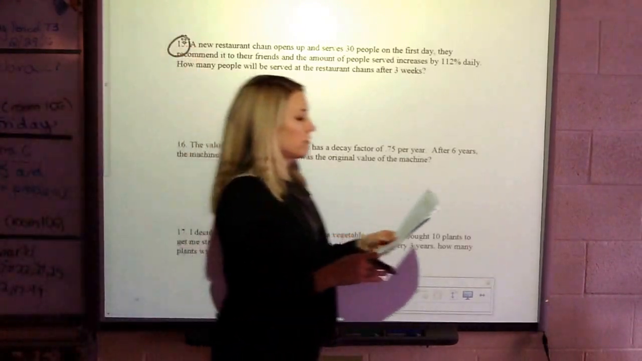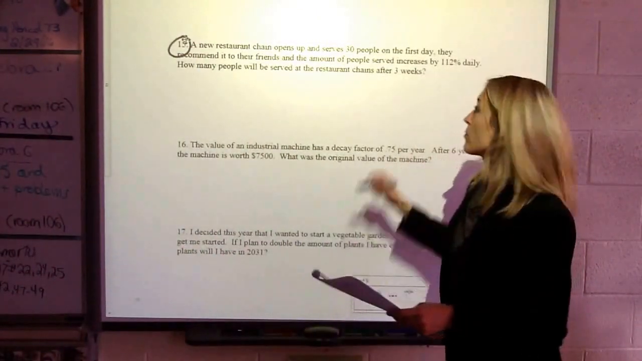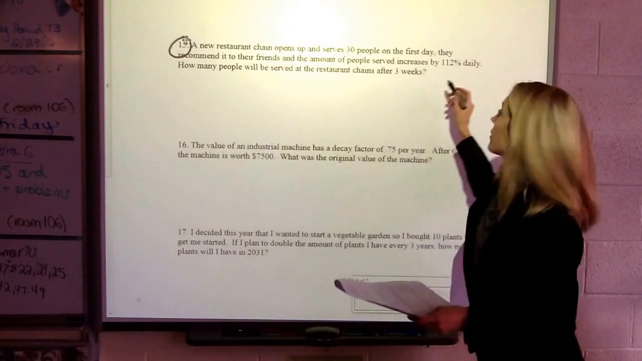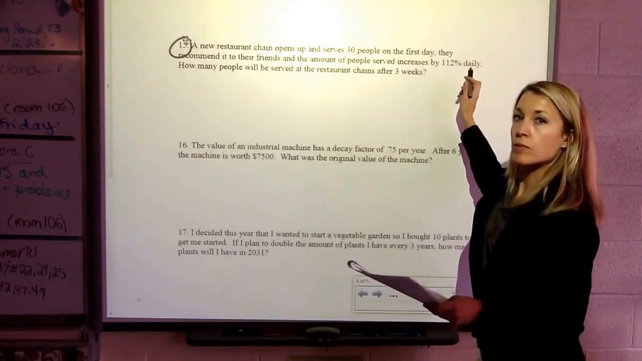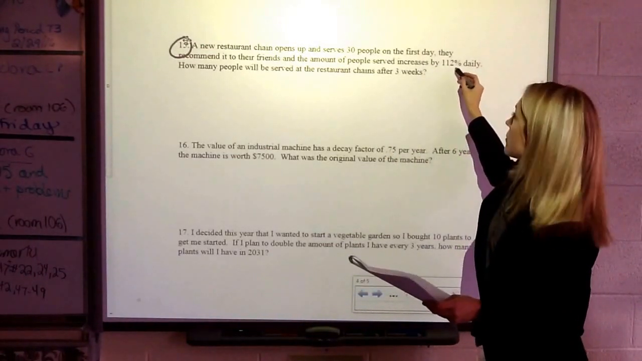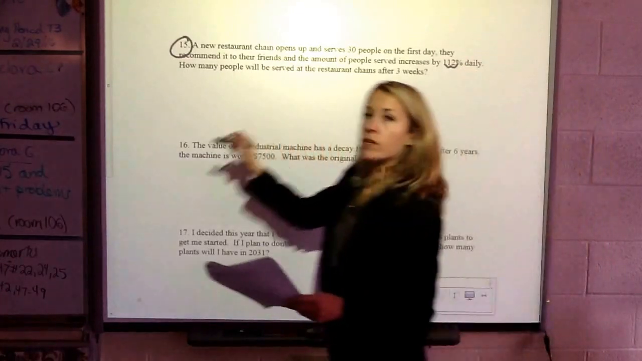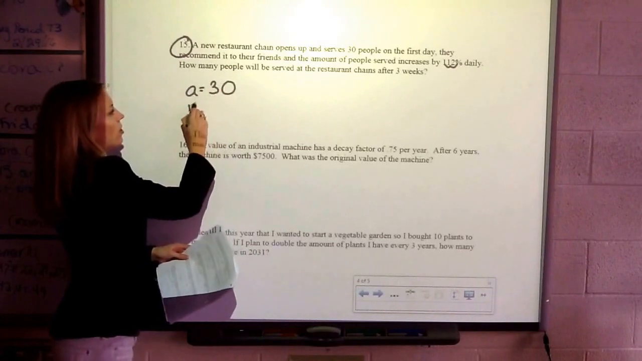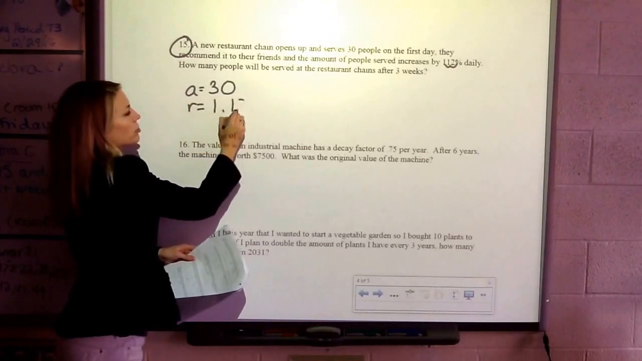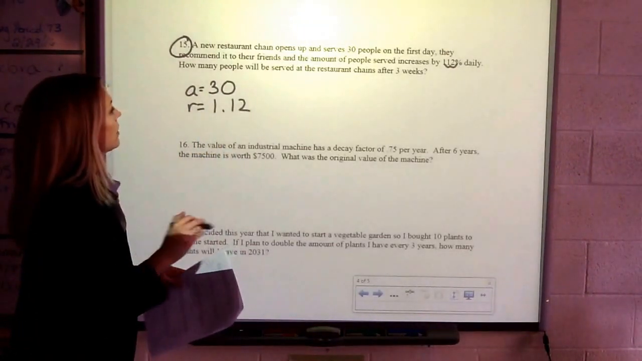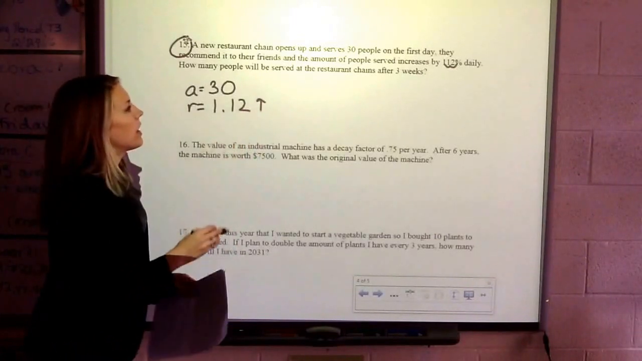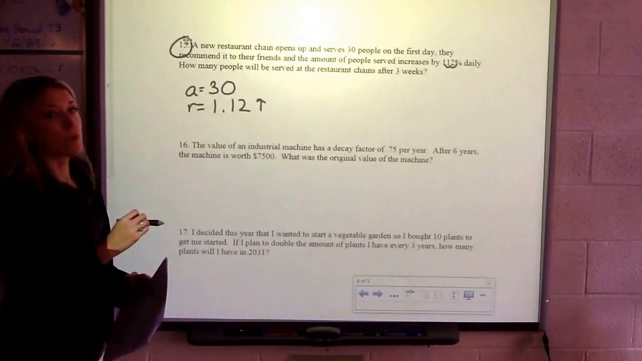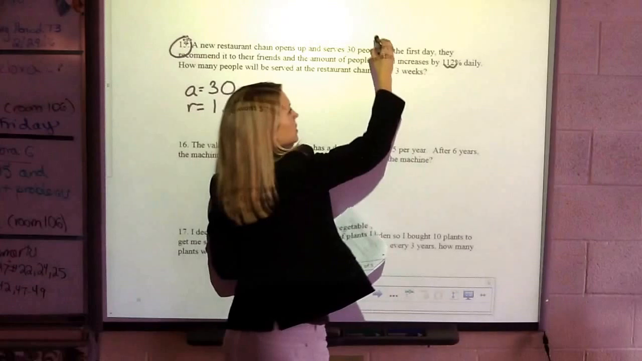Number 15. Obviously this is a percent problem, we see it right here. Always look for the word increase or decrease. Move your decimal place over twice to the left. I like to do that right in my problem. So my A is 30. My R is 1.12 after I moved it over twice. I am increasing, and I want to know after 3 weeks, which this is a daily growth.